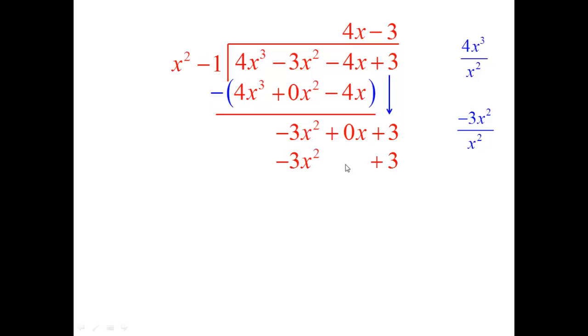Once again, we've got a missing spot, so I'll just go ahead and put a 0x as a placeholder. And negative 3 minus negative 3 is going to cancel. That one's going to cancel. And hey, this is going to cancel as well, so we have a remainder of 0. So this time we have an exact answer of 4x minus 3.